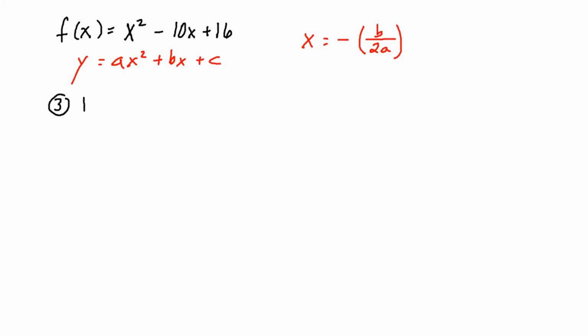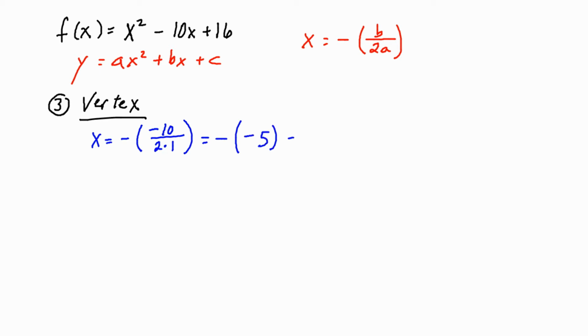So to find the vertex, we want to begin with our x-coordinate. X equals the opposite of b, which in this case is negative 10, divided by 2 times a, which is 1. Negative 10 divided by 2 times 1. I bring over my negative. Negative 10 divided by 2 times 1 is negative 5, which means the x-coordinate of our vertex is 5.